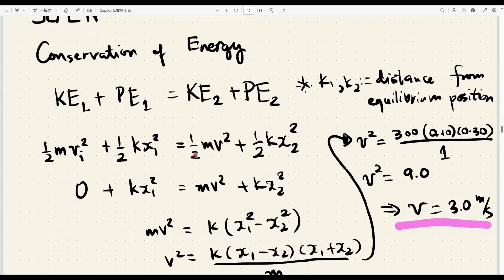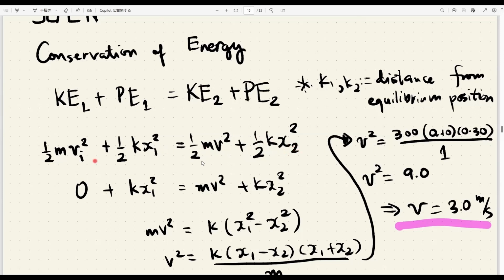Again, the kinetic energy is 1/2 times the mass of the block times the v, or the speed of the block at that position. In fact, this is what we're looking for, right? What is the speed at that position? And that's the kinetic energy. The potential energy is again 1/2 times the spring constant times its distance from the equilibrium position, which we said is 0.1 of a meter.